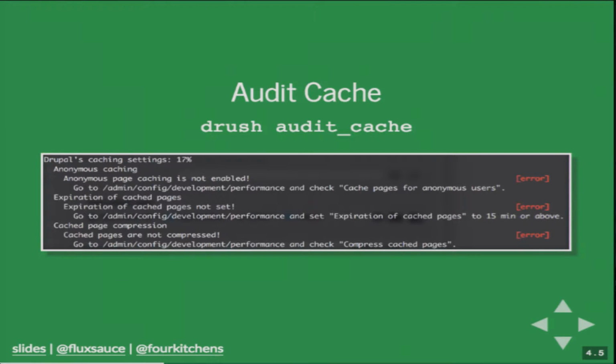It'll say what it is checking, anonymous caching, and report the result of that. In this particular case, anonymous page caching is not enabled. Then the actionable recommendation: go to admin config development performance and check cache pages for anonymous users. So right away, you have the complete context of what's going on: the high level, what's the report, caching, the individual check, the problem, and how to rectify it.